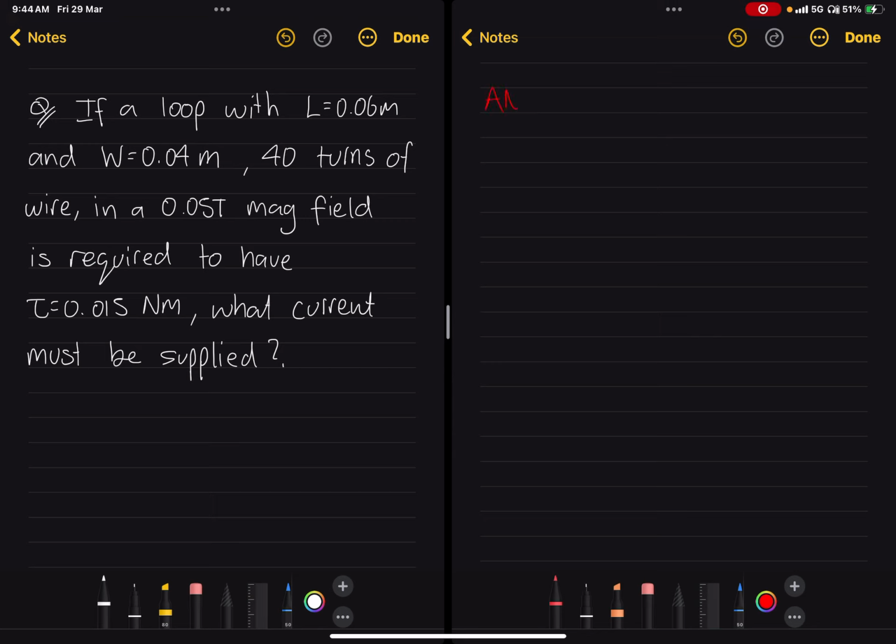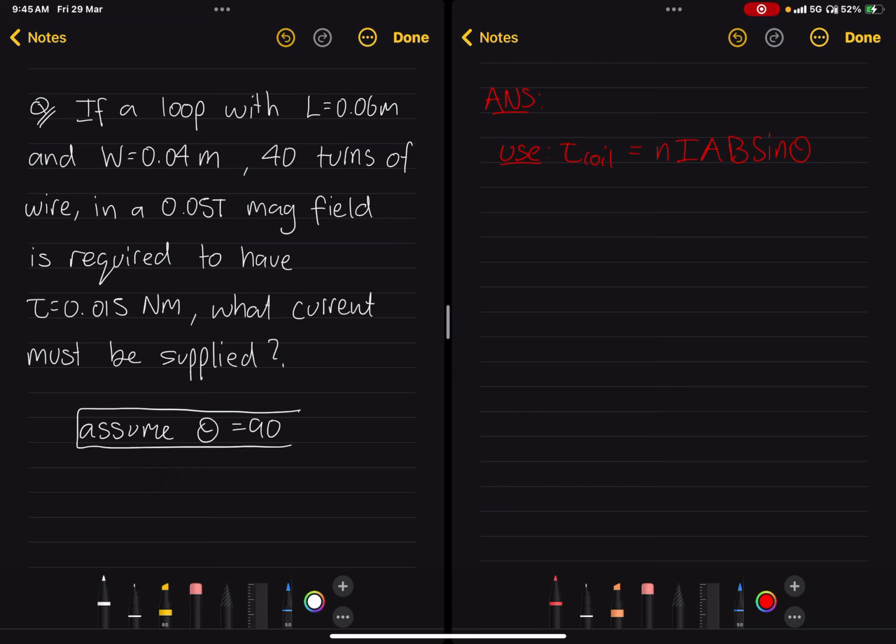So for our answer, we are going to use our torque on a coil formula. So torque on a coil is equal to N times I times A times B times sine of theta. We are not told what theta is, and so we are actually just going to make an assumption. We're just going to assume theta equals 90.